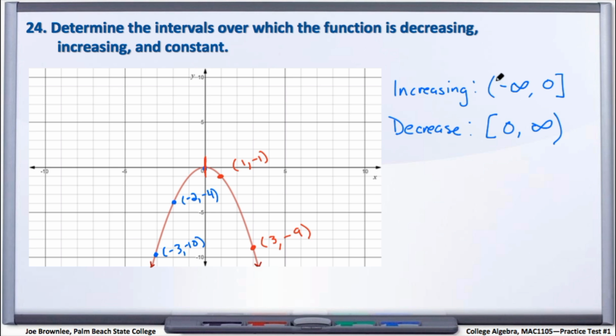So on this domain interval, from -infinity to 0, as the x's are getting bigger, so too are the y values. On this domain interval, from 0 to +infinity, the y values are getting smaller, and so we say decreasing. In this particular case, with number 24, there are no constant intervals, and so we don't have to write it, or I guess you could say constant would be like a null set, something like that, does not exist. All right, so that's number 24.